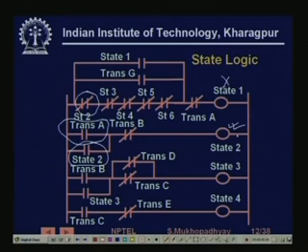Now when state 2 is on, in the next cycle some other transition will become enabled depending on what sensor signals are coming. Similarly, for example, in state 3, at some time transition B will take place. Transition B means that transition B is, let us see transition B.